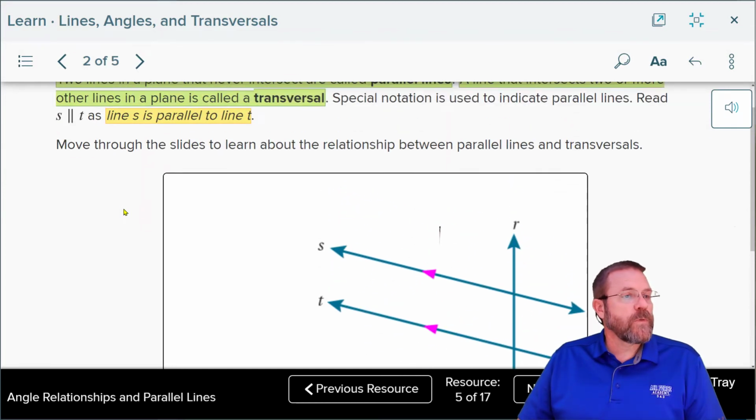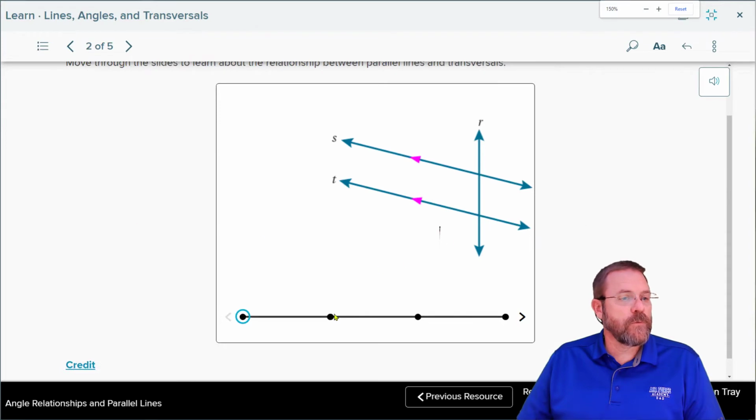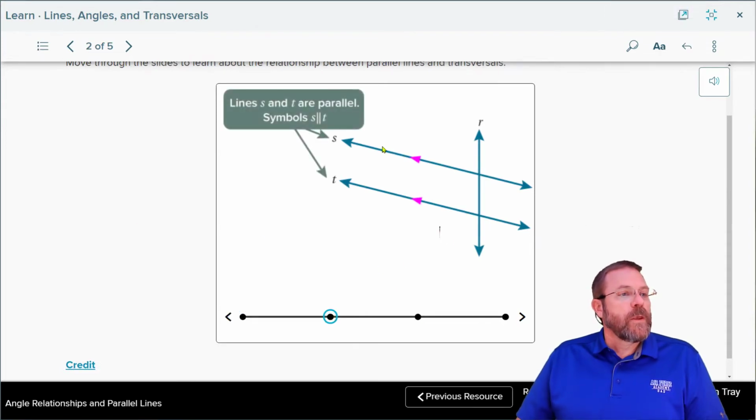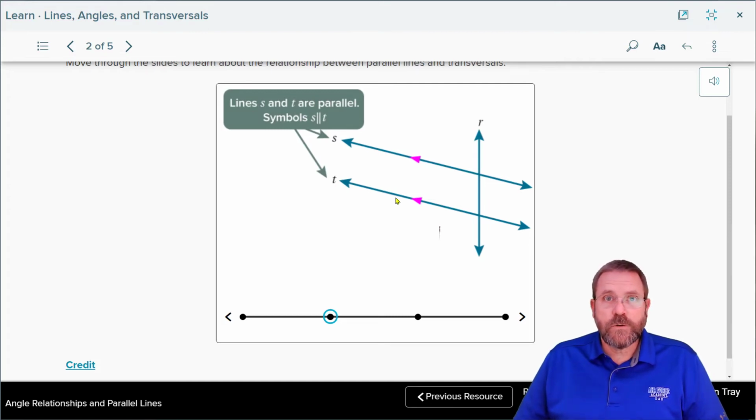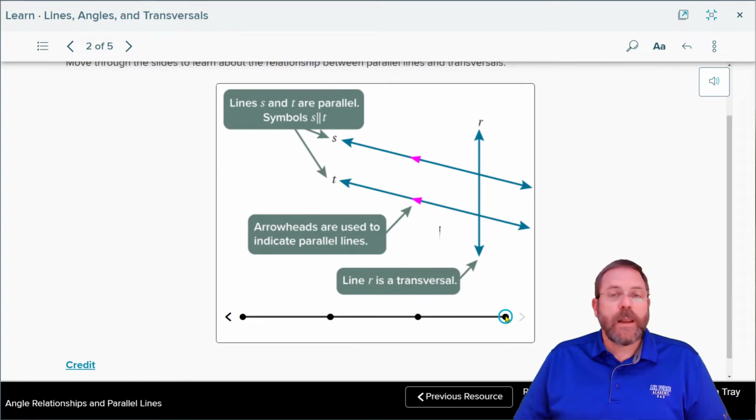Now I'm going to move through some slides and learn about the relationships between parallel lines and their transversals. Zoomed out a little bit, line S and line T are going to be parallel lines. Good so far. You can see they each have that one little pink arrow in there, which indicates these two lines are parallel together. And then finally, line R is going to be your transversal. It is the line that intersects both of your parallel lines.